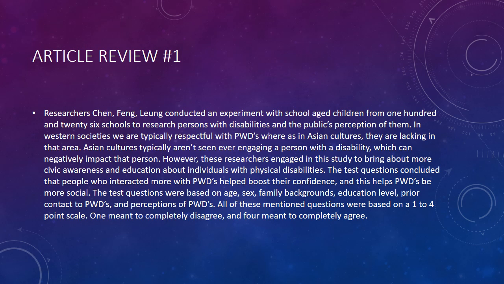Let's take a look at the 7 articles that supported my hypothesis that social learning theory is very important to persuasion. Starting with article number 1, researchers Chen, Feng, and Wang conducted an experiment with school-aged children from 126 schools to research persons with disabilities and the public's perception of them.